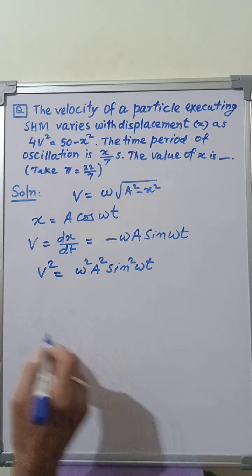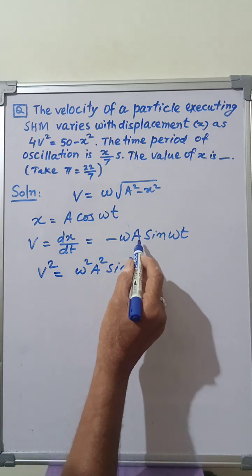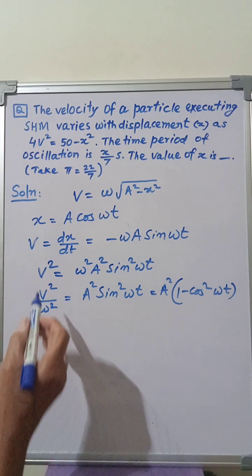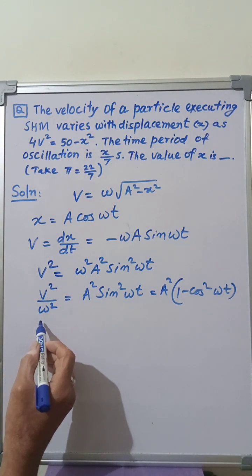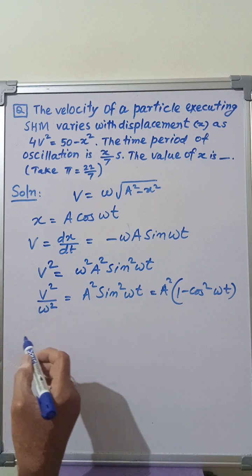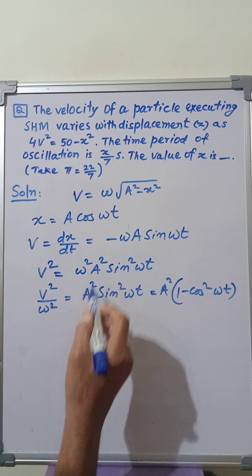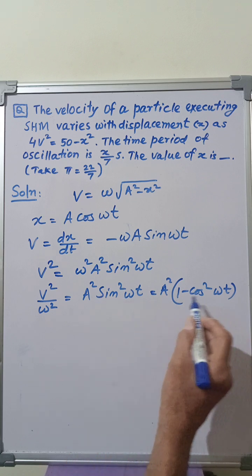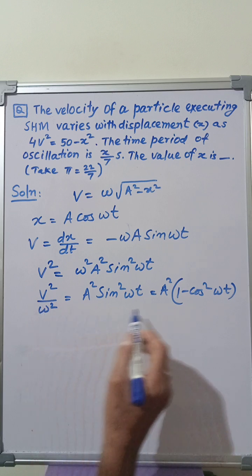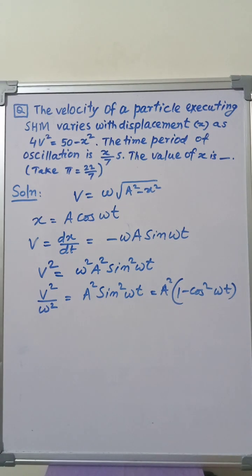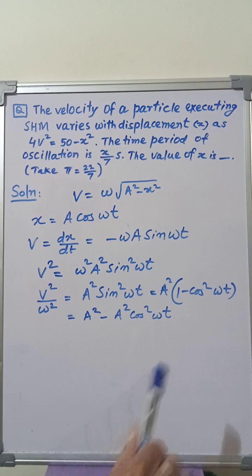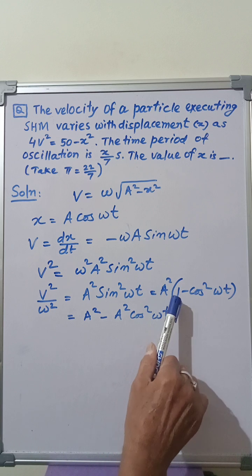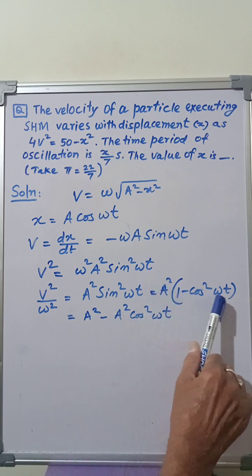Squaring this equation, we get v square is equal to omega square a square sine square omega t. Therefore, bringing omega square to the LHS, v square by omega square is equal to a square sine square omega t, and sine square omega t can be written as 1 minus cos square omega t. So we get v square by omega square is equal to a square into 1 minus cos square omega t. Expanding the RHS, we get a square into 1, that is a square, minus a square cos square omega t.